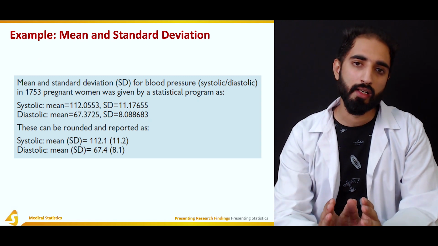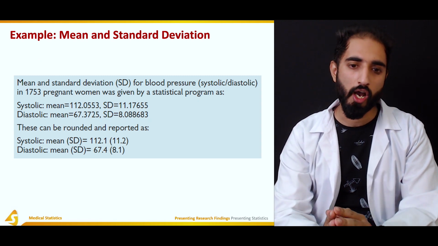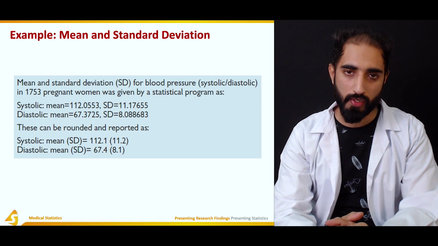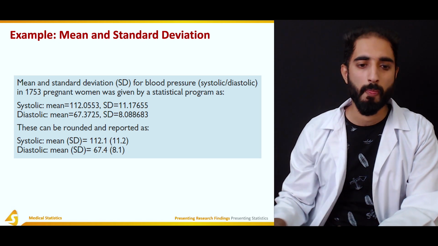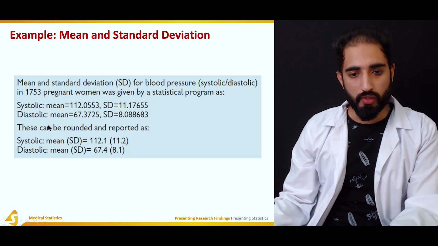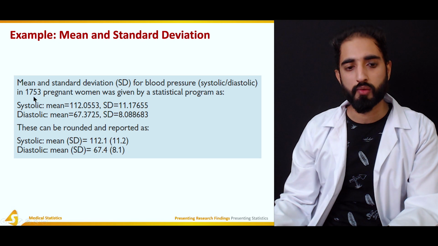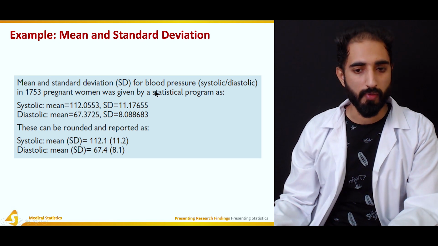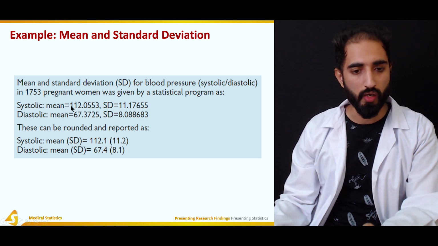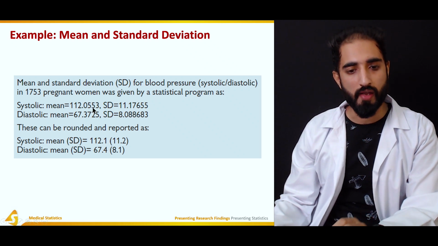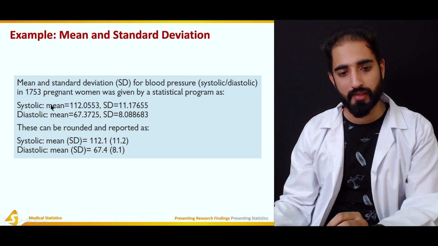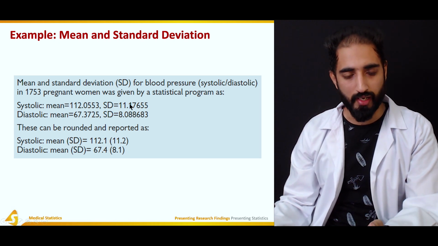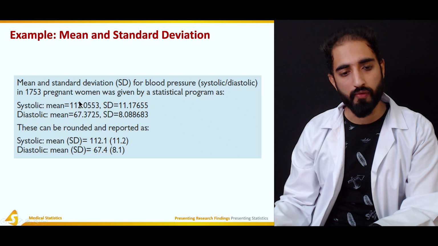Now here is a practical example of how you should present mean and standard deviation descriptively in your manuscript. Mean and standard deviation for blood pressure in 1,753 pregnant women as given by the statistical program: systolic mean is 112.0553 and SD is 11.17655. Now this is very cluttered, it's not easy on the eyes. So if you can round it off, it becomes much easier.